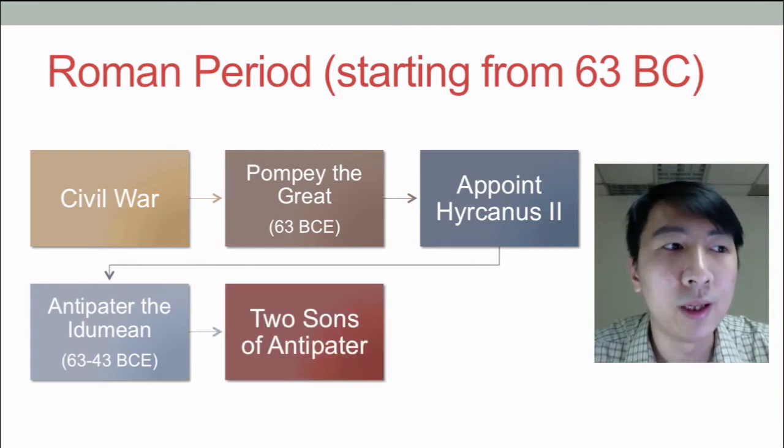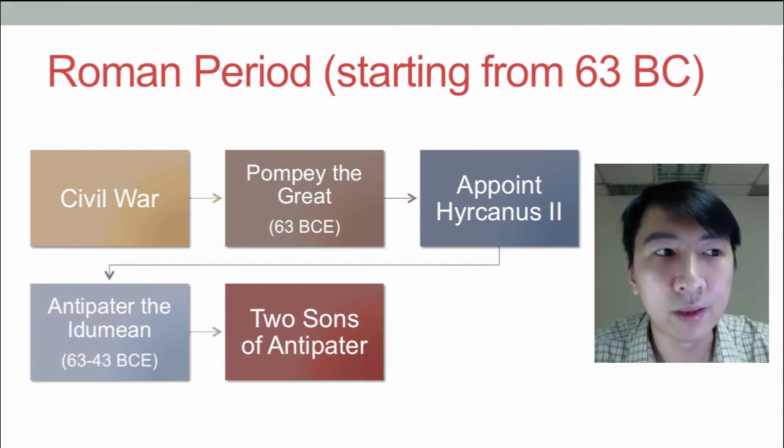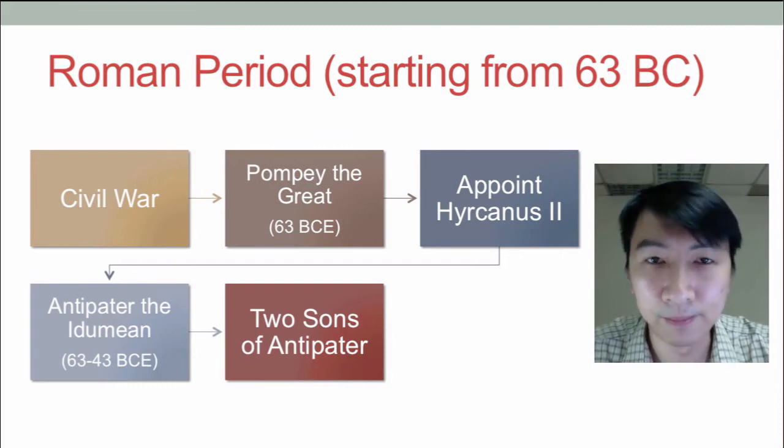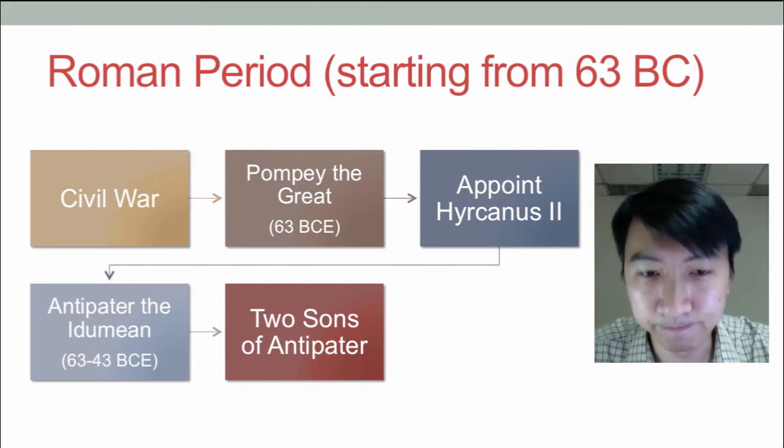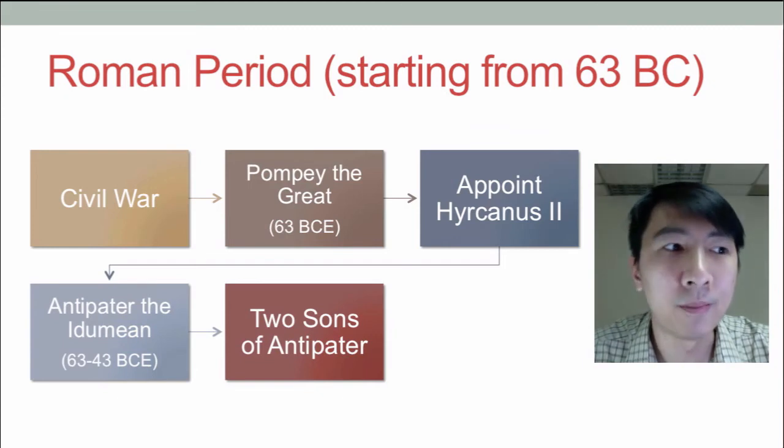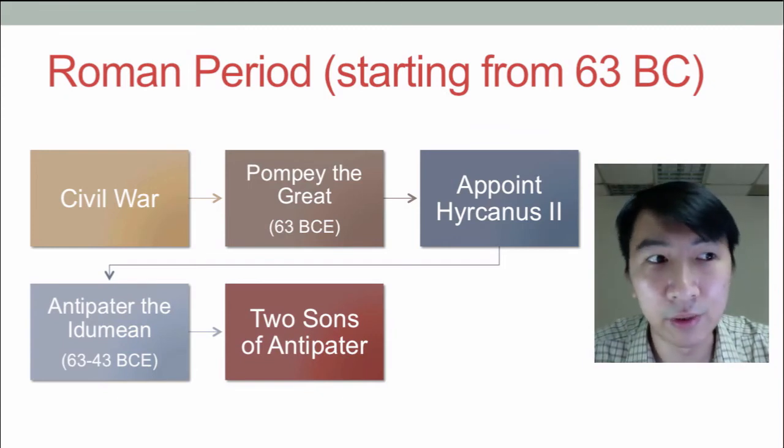Their names were Phasael and Herod. So Phasael led Judea and Herod led Galilee. However, after Antipater died, the two sons joined to rule the province together. Now, at this point of time, the Parthians fought Rome in Syria in the year 40 BCE.